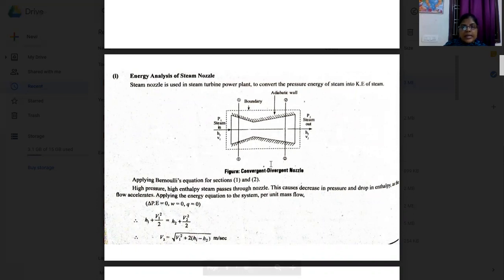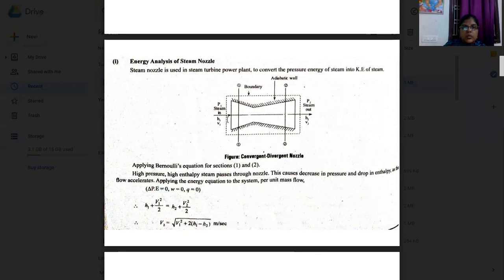Here there is no datum given in the figure. So that is the meaning of there is no elevation. That means the potential energy is also 0. So applying Bernoulli's equation for 1 and 2.